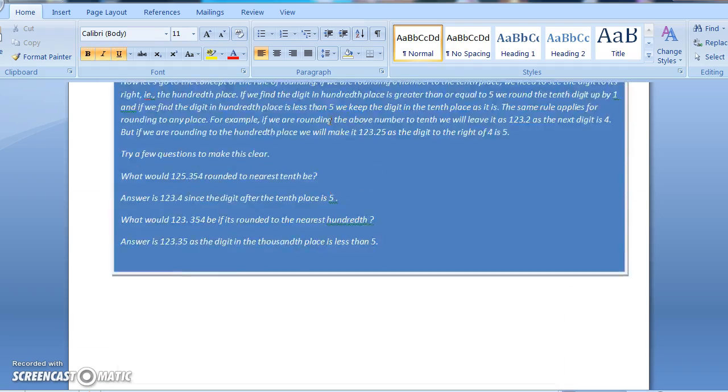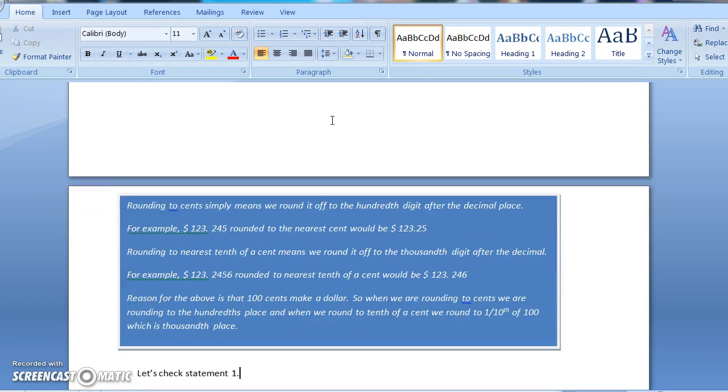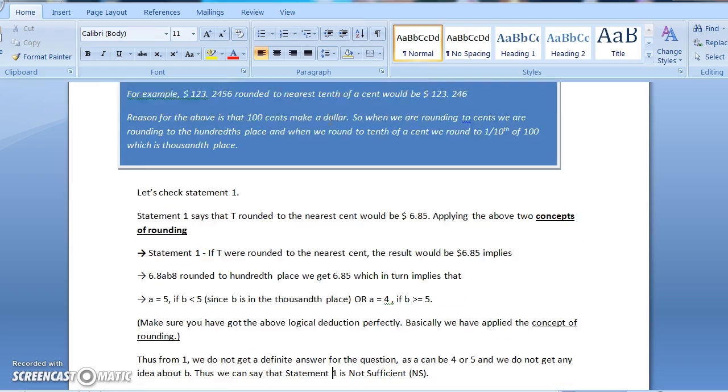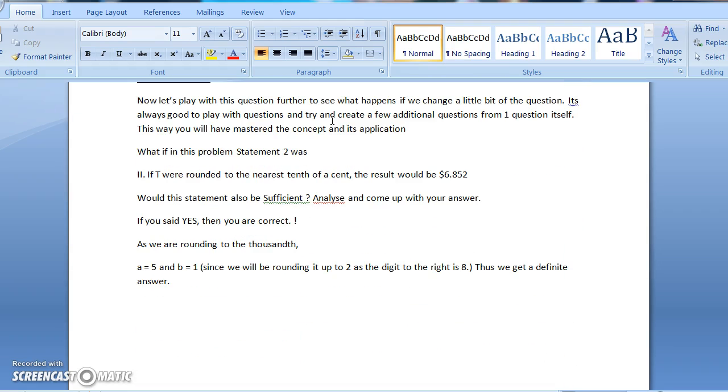Great. So hope this question is clear. I would like you to review it once again and go through the entire solution. Make sure that each and every step is clear, and you can even create 1 or 2 additional questions which will help you to completely master this concept and its application.